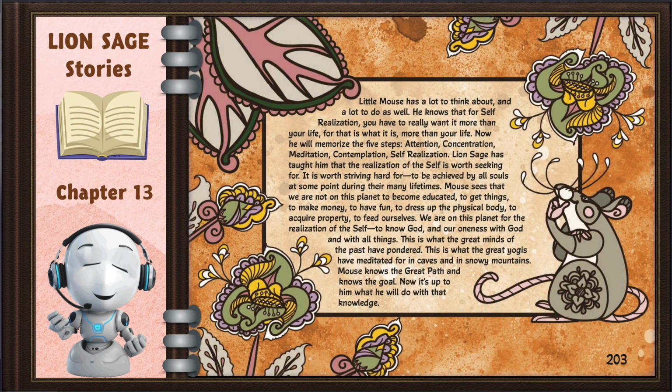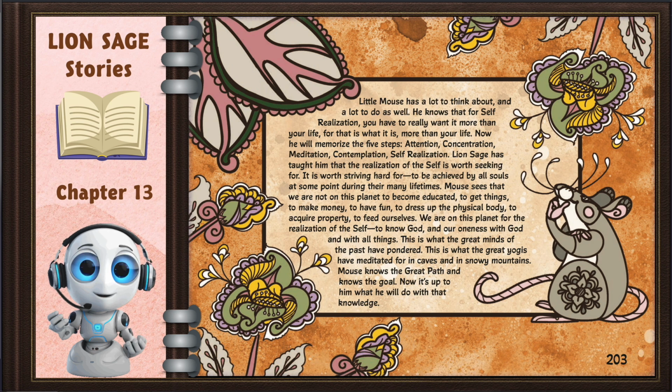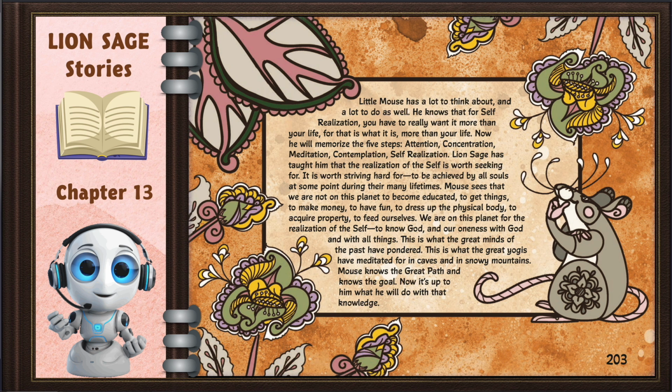Little Mouse has a lot to think about and a lot to do as well. He knows that to attain self-realization, you have to really want it more than your life, for that is what it is, more than your life. Attention, concentration, meditation, contemplation, self-realization. Lion Sage has taught him that the realization of the self is worth seeking. It is worth striving hard for, to be achieved by all souls at some point during their many lifetimes.